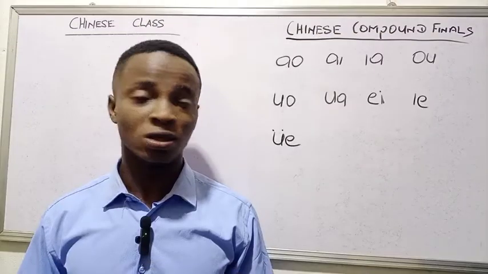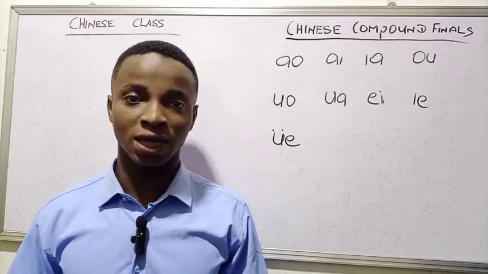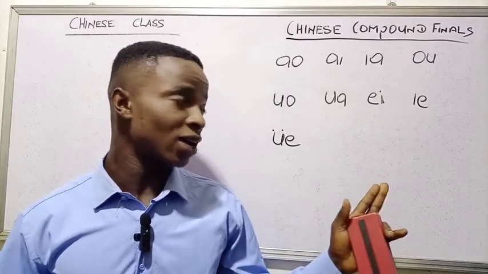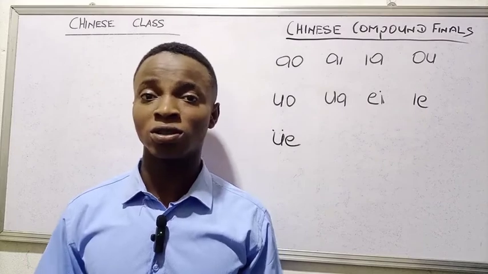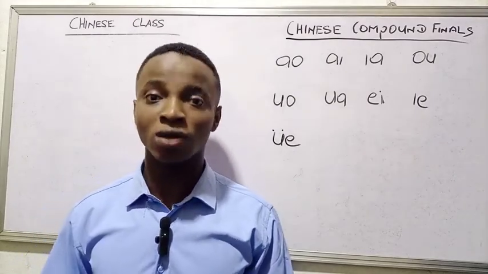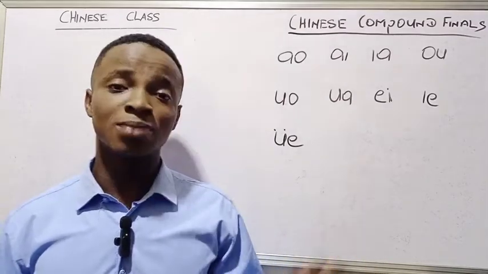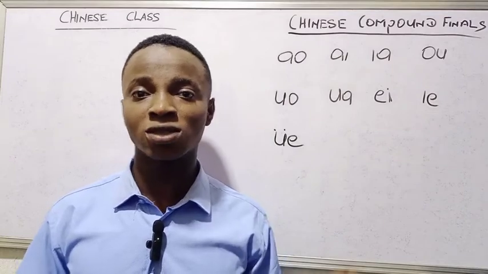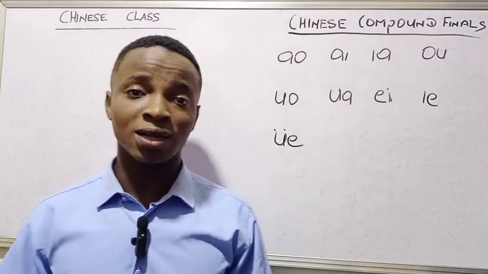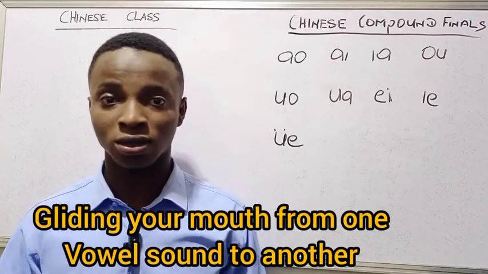Back once again. What we have on the board are the 9 compound finals of the Chinese language. These 9 compound finals are derived from the 7 simple finals that we studied in lesson 1 of our video. So let's quickly start. These compound finals, we pronounce them by gliding your mouth from one vowel sound to another.